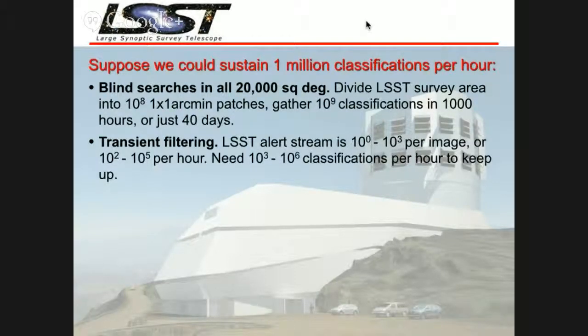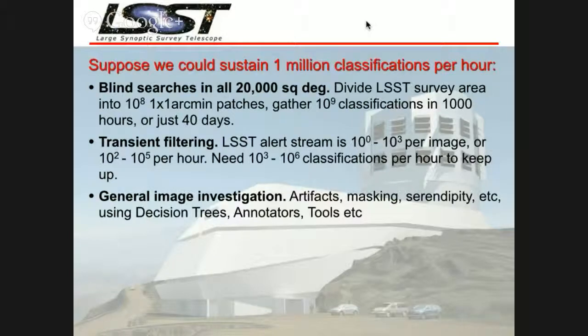I was talking to Mario Juric, who is the project scientist for data management, last week, and he said he thought about citizen science for transient filtering. And it's interesting because the LSST alert stream is going to be something between 1 and 1,000 alerts per image pair, that is every 30 seconds. So somewhere between 100 and 100,000 alerts per hour. And so we need something like 1,000 to 1 million classifications per hour to keep up. And this million here is if you don't do any brokering of the alerts, if you don't do any machine classification.